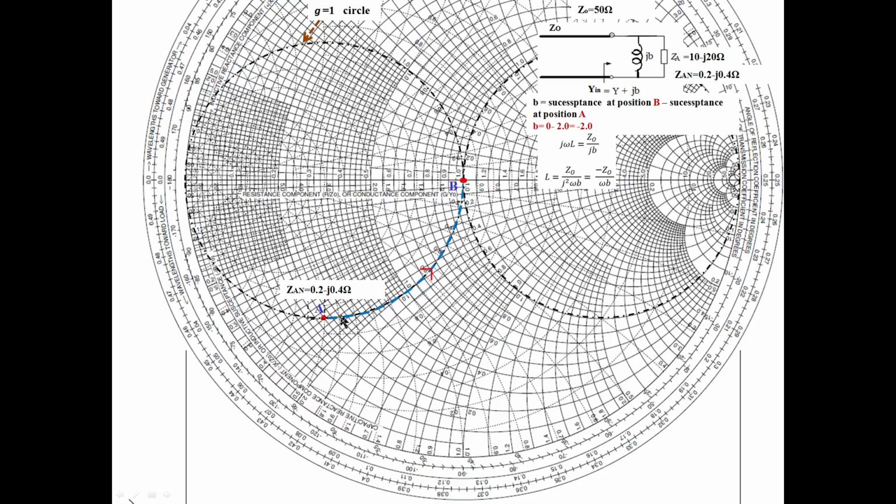So I moved on the G is equal to 1 conductance circle in the anti-clockwise direction. Moving on the conductance circle in the anti-clockwise direction, which element is added? An inductor in shunt. What is the value of this inductor? We can calculate it using this equation, which needs the B value, the susceptance value.